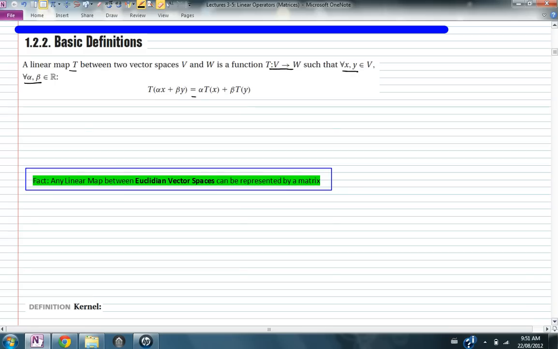Now, a fact that we are not going to prove in this course, because it's beyond the scope of this course, is that any linear map between Euclidean vector spaces can be represented by a matrix of numbers. Of course, you have to choose the basis vectors and all that, but we're not going to go through this. You just need to know that if you have a matrix, it is equivalent to a certain linear map, and if you have a linear map, there is a representative matrix.